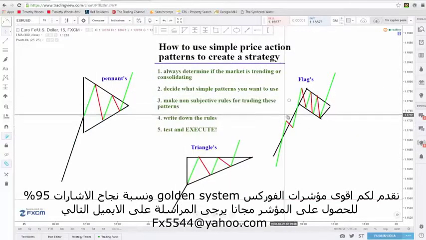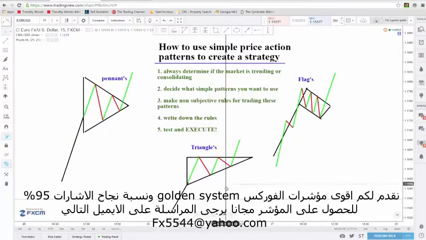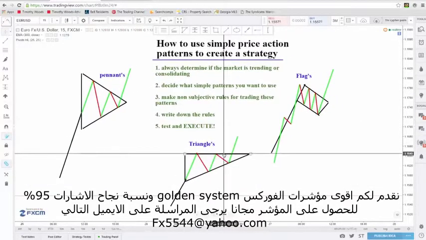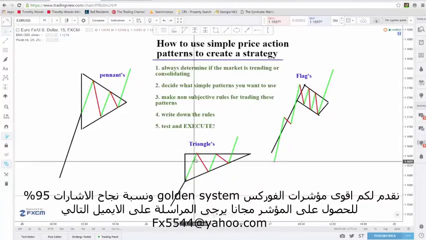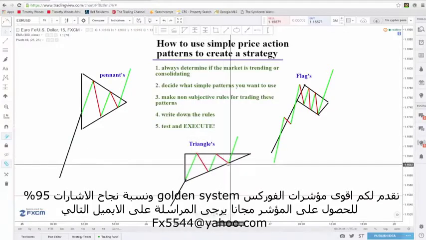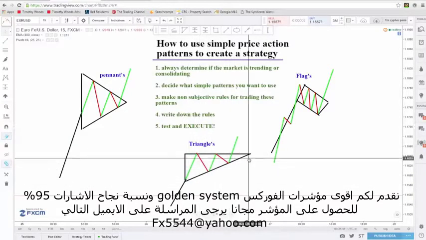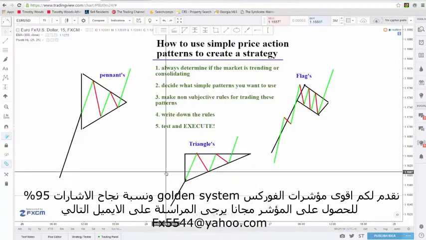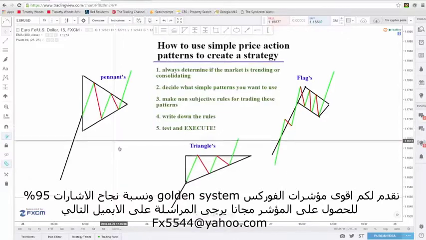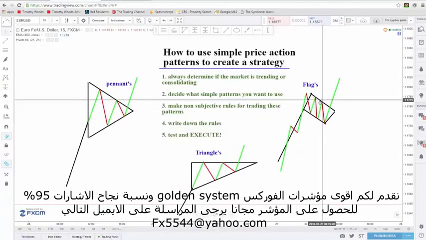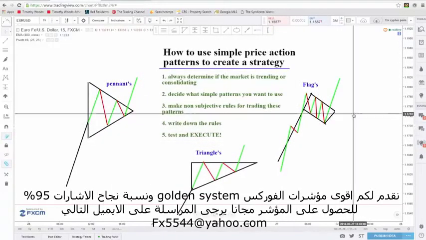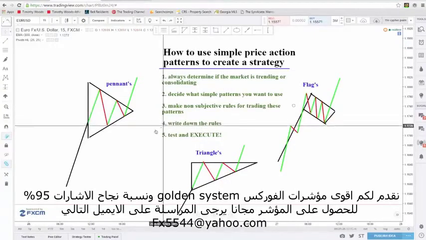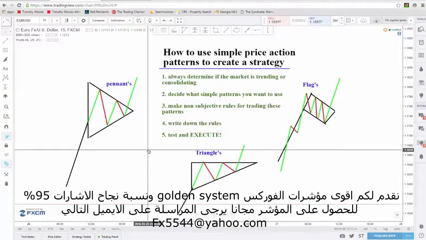whether you're going to trade an ascending triangle based on a breakout of the highs, or you are going to trade the second support level created after a trend line is made for the bottom of an ascending triangle. That would be an example of some of the rules you would have to pick between. Same thing with the pennants, and also same thing with the flag pattern. Next, write down those rules that you have created, and the final step, step 5, test and execute your plan.